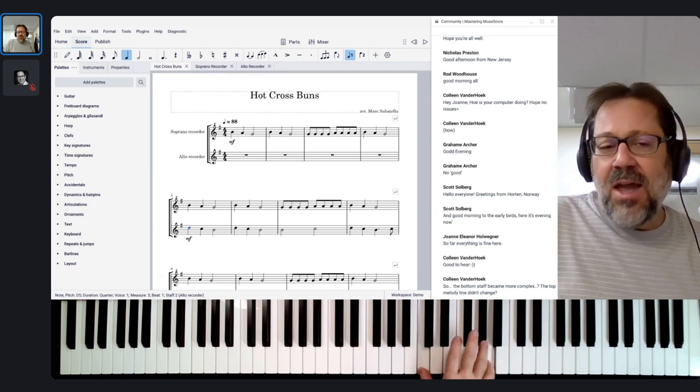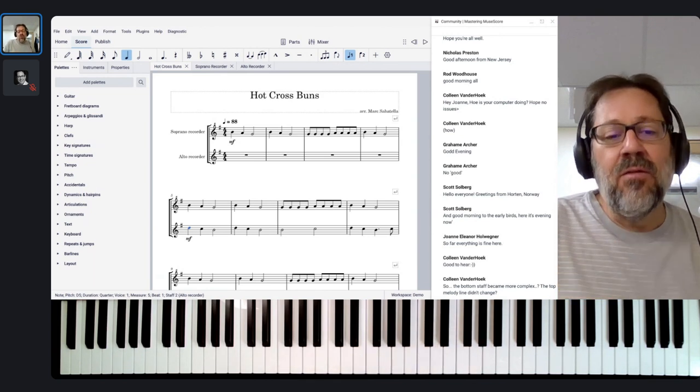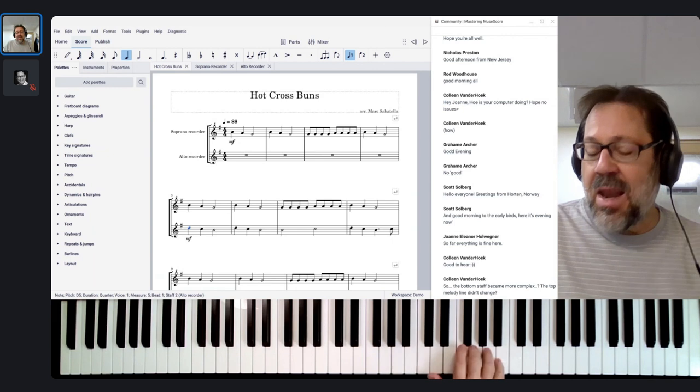So in this case, it's the sixth below. The other thing that often works is a third below, and I can do that if I go.